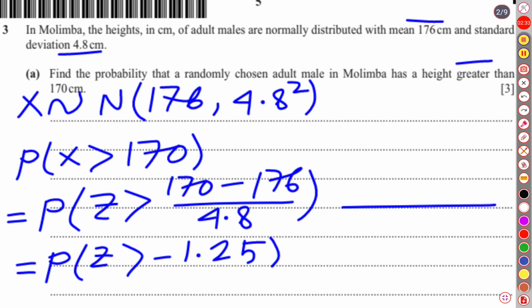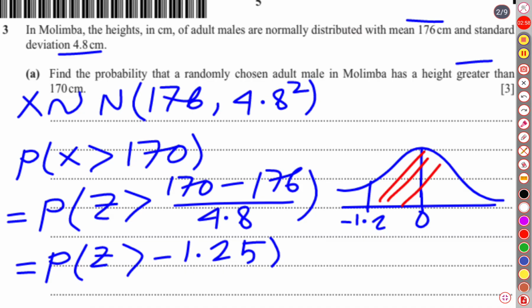Then we will have to draw the figure for this scenario. Suppose this one is our graph, and our z-score is lying on the left side of the mean line. Here 0, and suppose here is the negative 1.25 z-score. Which part is our probability? Our probability is the right side, greater than the z-score. So this part is our probability, that means a greater part. So how can we find this probability?